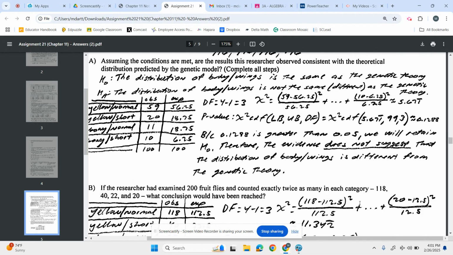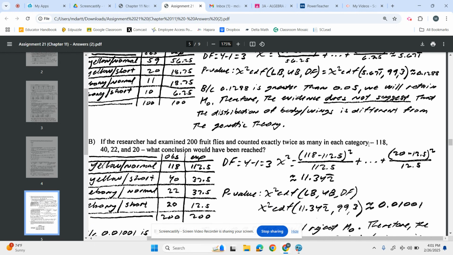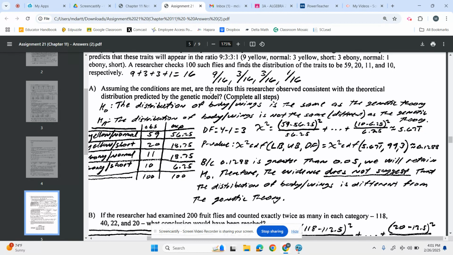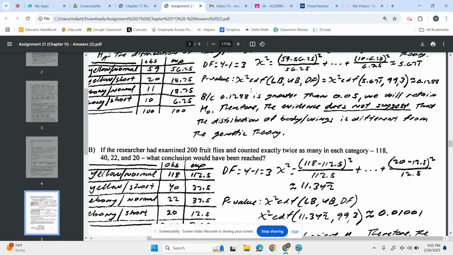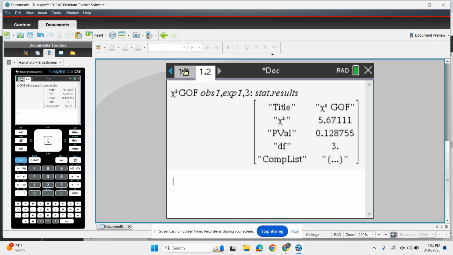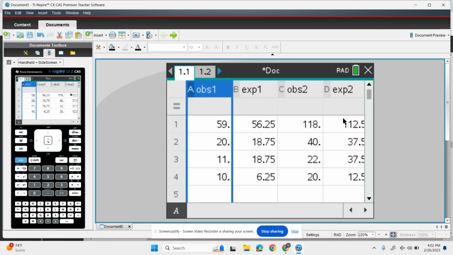Now, let's suppose this time you double everything. So instead of 59, 20, 11, 10, you double it and make it 118, 40, 42, 20, which is what I have right here. So this time you have a total of 200 flies instead of 100. So I'm going to take these same 4 fractions, but this time multiply by 200, and I get these values right here. Okay? Get those. Now I'm going to go back in, and you'll see that I've entered this data into observed 2 and expected 2.